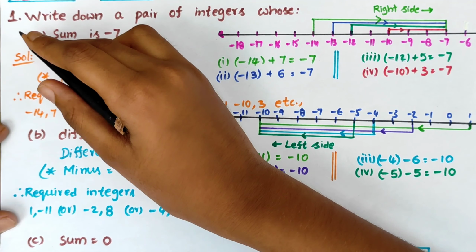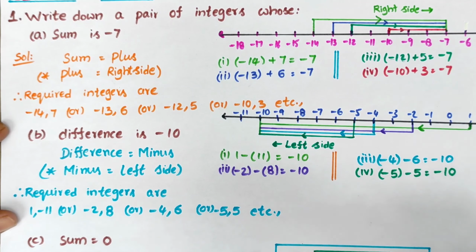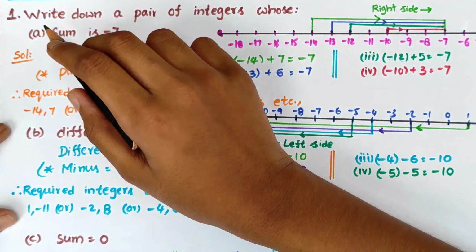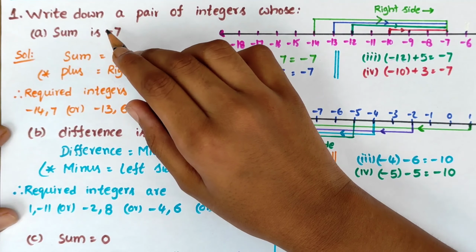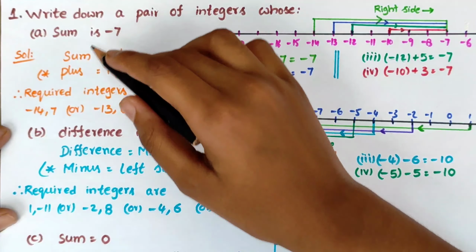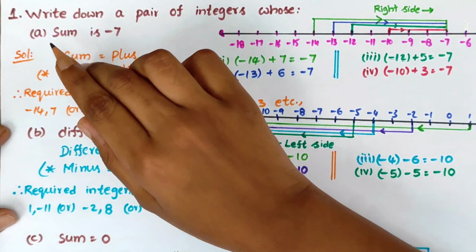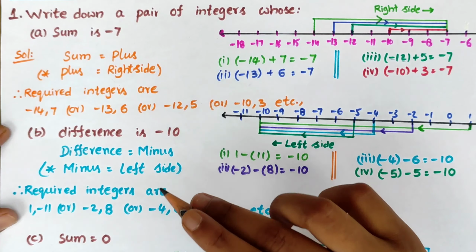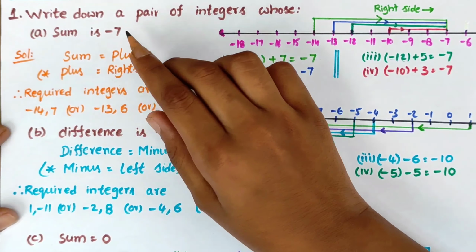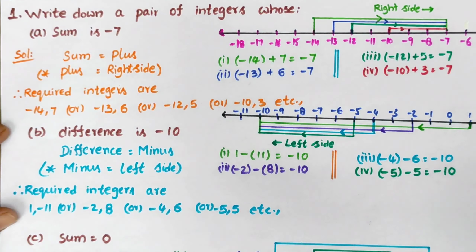Hi, hello friends. Let us see exercise 1.2 in chapter number 1, that is integers. Let us read question number 1: write down a pair of integers whose sum is -7. Here 3 bits are given. The first bit is: sum is -7.